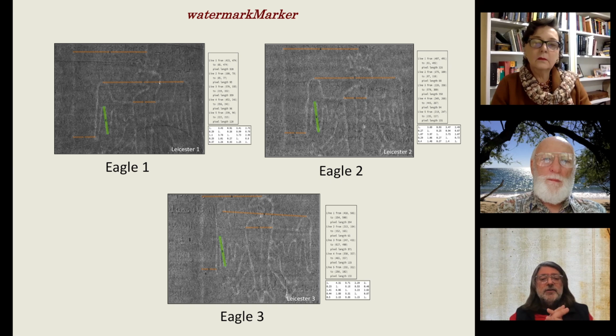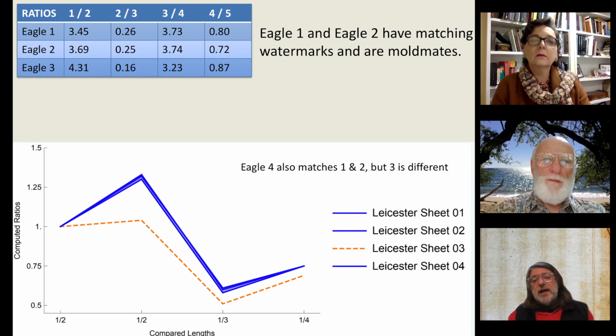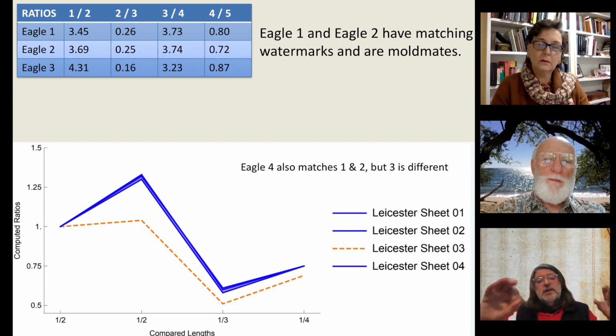Again, here's 3 eagles. Let me show you what we do with these numbers once we get them out. Here, the 3 eagles are marked. And then there's a table of numbers. Much easier to look at a graph. You can see very clearly the 3 lines that are here that are all blue are good candidates for being matches. Of course, you have to go and look at it yourself, and we'll be seeing in a second a nice tool for doing that. But the orange one down at the bottom is very clearly different.